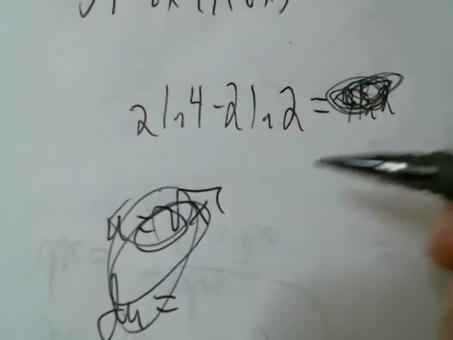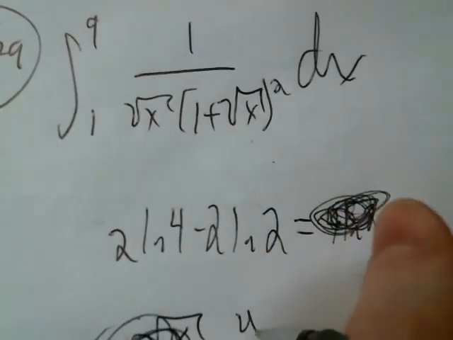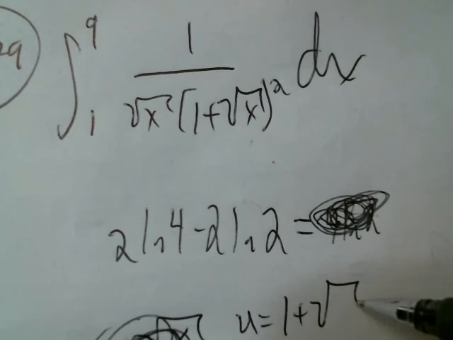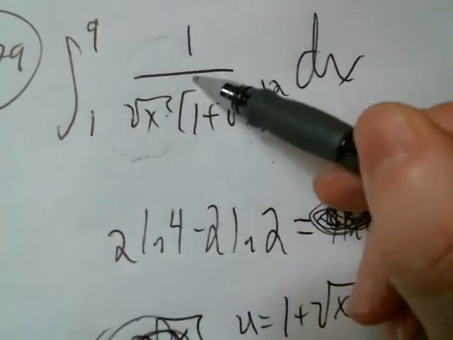Anyways, I know the way they want you to do it is basically a u sub on this thing. So u is 1 plus square root x, and it's basically because I automatically see the derivative is sitting right here.